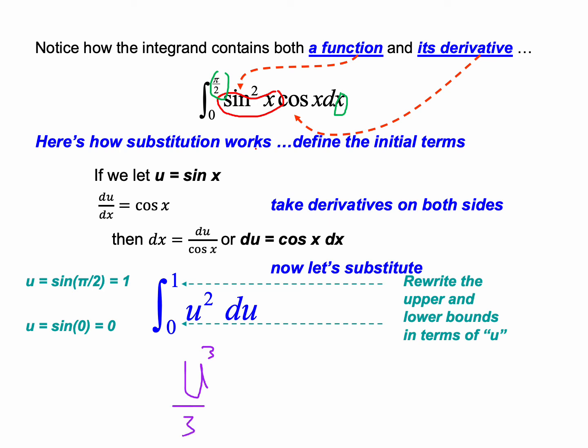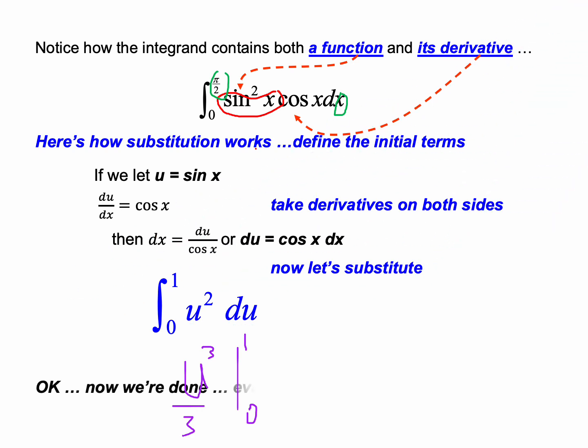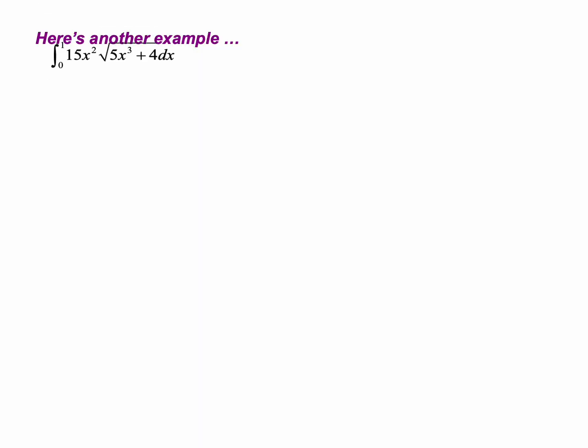Then we replace 0 and 1. I don't need to get back the variable x. So after evaluating, we need to replace up minus replacing down. So it will be 1 over 3 minus 0, which is 1 over 3. We can take many examples, but we need to go a little bit faster than before.